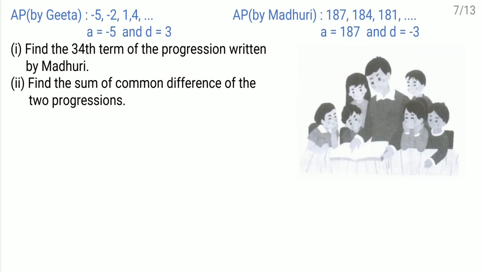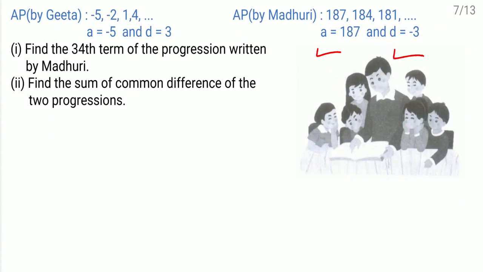Two APs they have given us, one by Geeta and one by Madhuri. So already it is written here. Geeta has given this first AP, -5, -2, 1 and 4. From there we can make out first term is -5 and the value of D is 3. Now look at the second one. AP is given by Madhuri, 187, 184, 181. So from there we can make out A is 187 and D is -3. Okay. Now let us see the question.